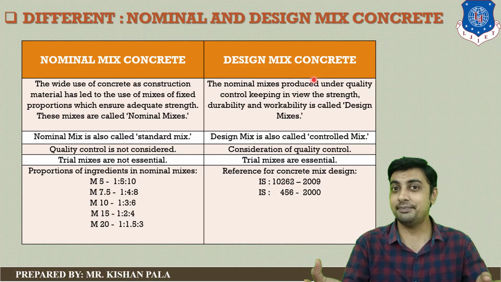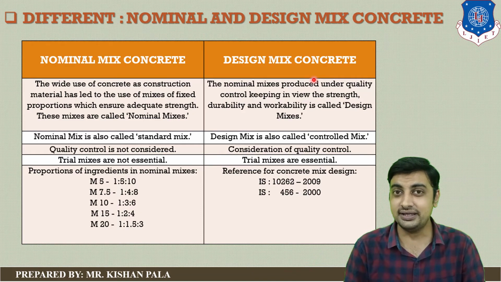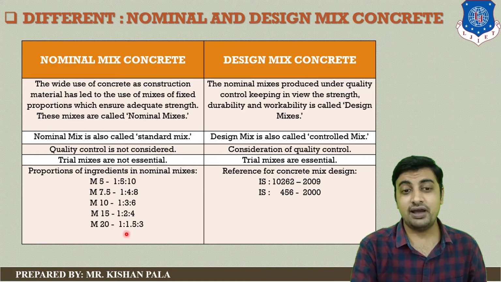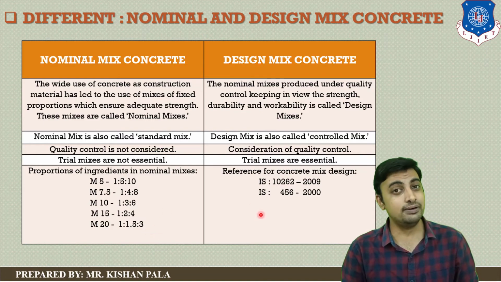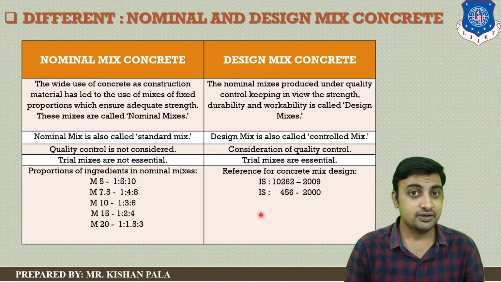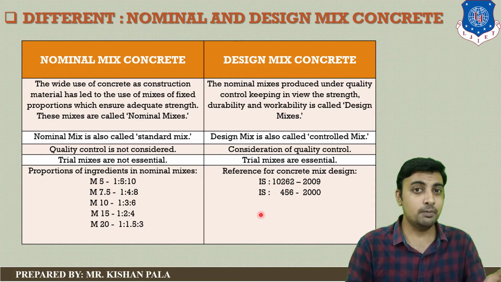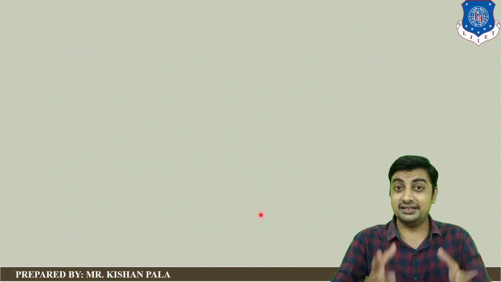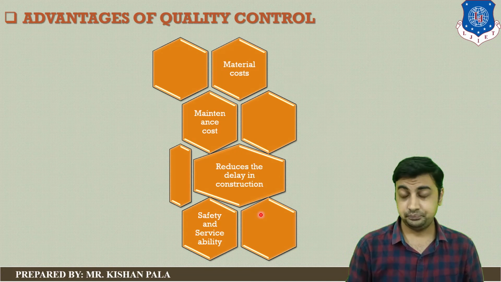I'm giving you an example. For example, you are making the concrete mass for the M20 grade of concrete. In the nominal mix, you are using the simple 1:1.5:3. And in the design mix, you have to calculate all the ingredients. So this is all about the difference between nominal and design mix concrete. Let us discuss the advantages of quality control.